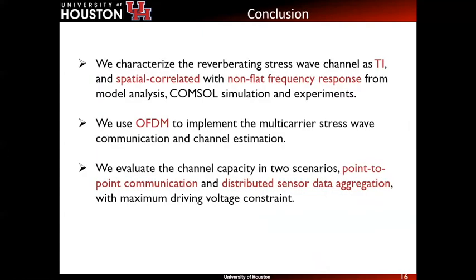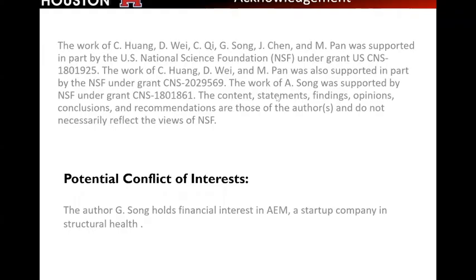We characterize the reverberating stress wave channel as time invariant, spatially correlated, with non-flat frequency response, from the model analysis, simulation, and experiments. We also use OFDM to implement the multi-carrier stress wave communication and channel estimation. At last, we evaluate the channel capacity in 2 scenarios, the point-to-point communication and the distributed sensor data aggregation, with a maximum driving voltage constraint.